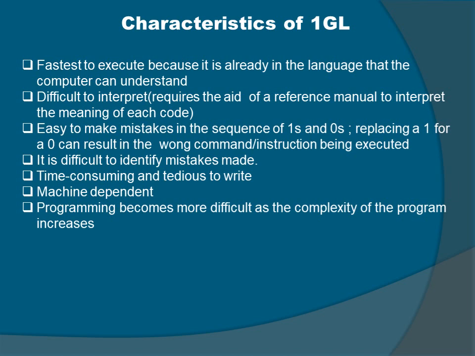Difficult to interpret, it requires the aid of a reference manual to interpret the meaning of each code. Then it is easy to make mistakes in the sequence of ones and zeros. As I told, if we replace 1 for 0, then it will result in the wrong command or instruction being executed. Then it is difficult to identify the mistakes. As I say, all the codes look the same, so it is very difficult to find out where that particular mistake happened. It is time consuming and tedious to write. Machine dependent, programming becomes more difficult as the complexity of the program increases. So this is about the characteristics of first generation language.